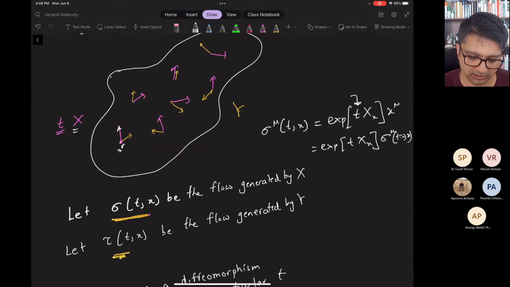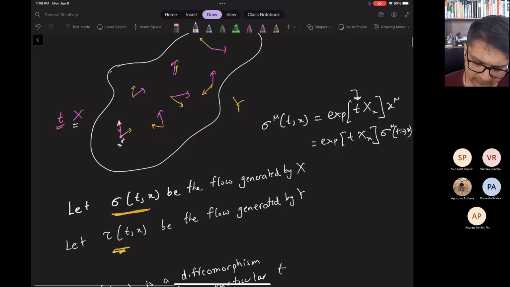and you follow the flow. You follow these velocity lines. You follow the streamlines of the flow. Okay, and then you reach a new point, and every point does this. So this is a diffeomorphism of the manifold itself. So we now imagine that sigma_t^X is one flow which is generated by the vector field X, and tau_t^Y is another flow generated by the vector field Y.